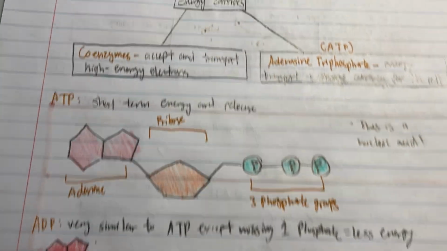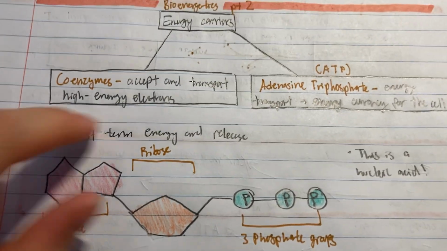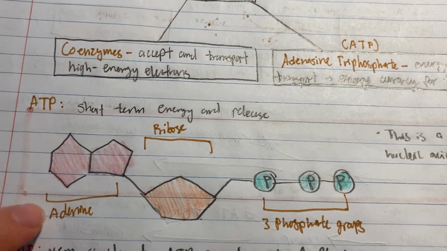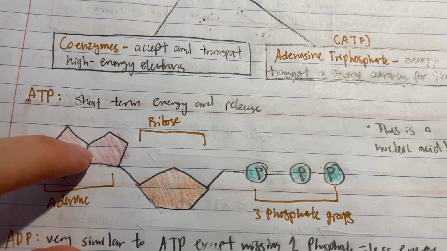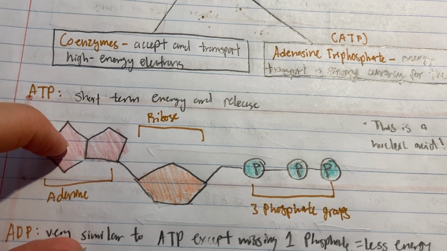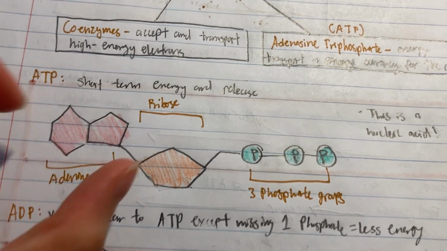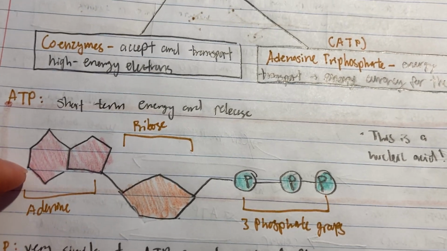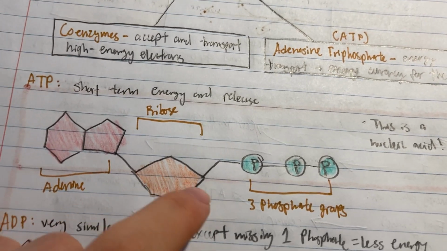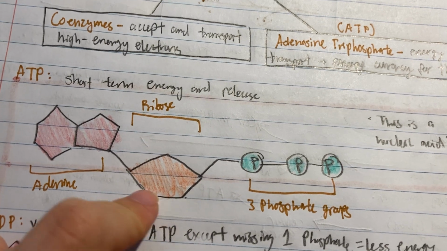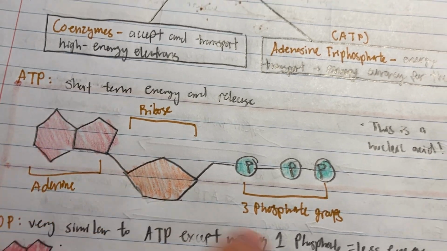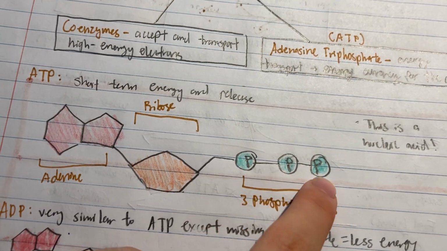Let's first look at the name, adenosine triphosphate. So this over here is a 6 carbon plus a 5 carbon. And this entire thing, the red, is called adenine. I think it's pronounced adenine. And then here we have a 5 carbon sugar-like thing, and that's called ribose. And then we have 3 phosphate groups.